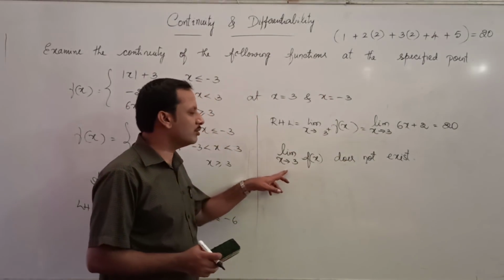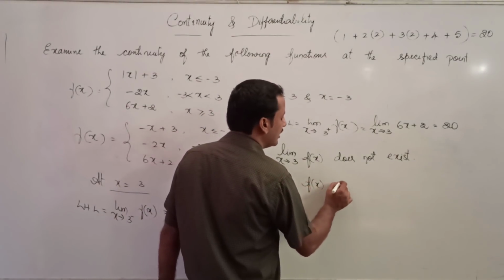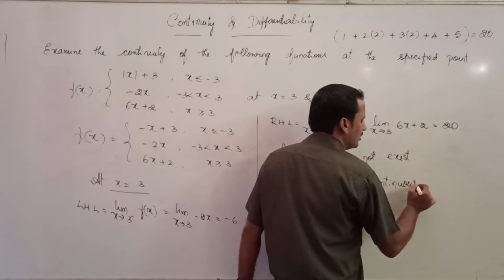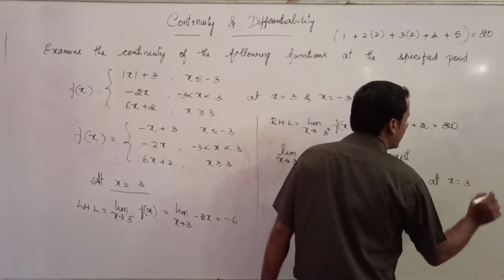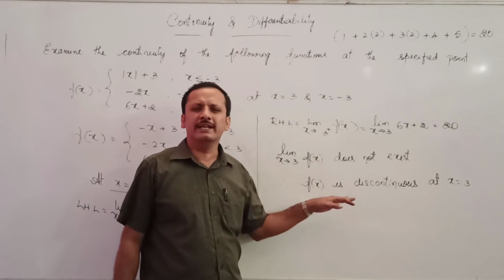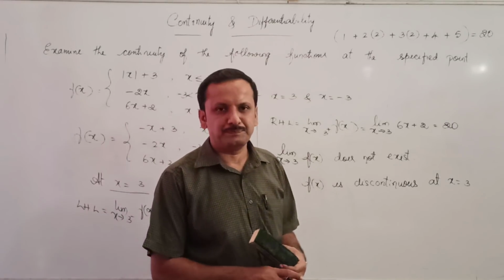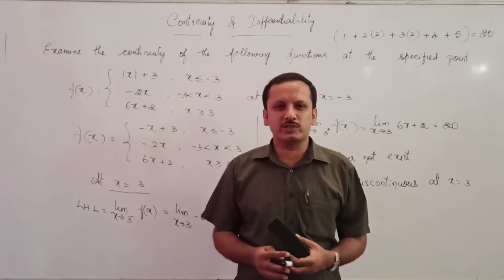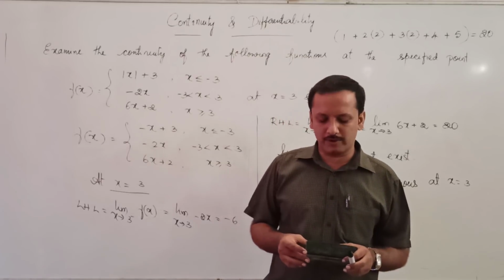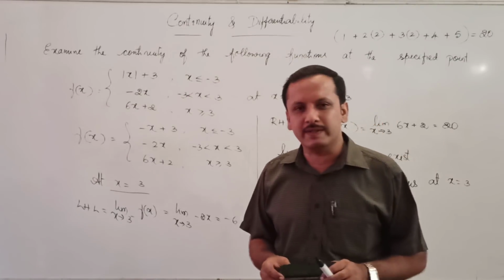Then only we can say that the function is continuous at that point. So here we observe that the limit does not exist. Therefore, f of x is discontinuous at x equal to 3. Okay? At minus 3 it is continuous and at x equal to 3 it is discontinuous. So now I think students, you have understood how to check the continuity of a given function at a particular point. Let us move forward. Let us look at some of the theorems on continuity.